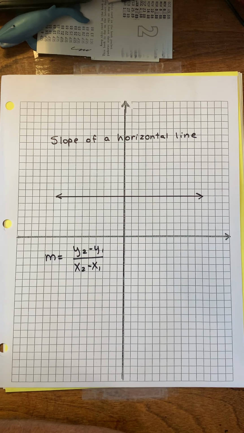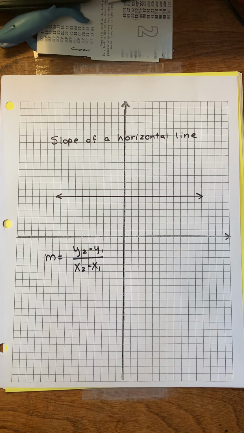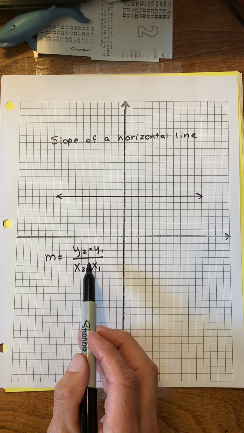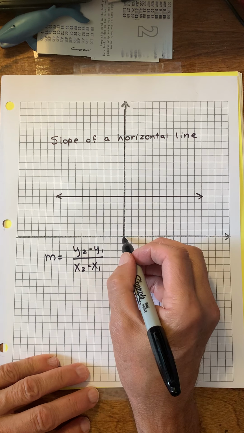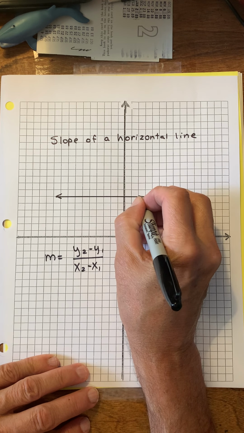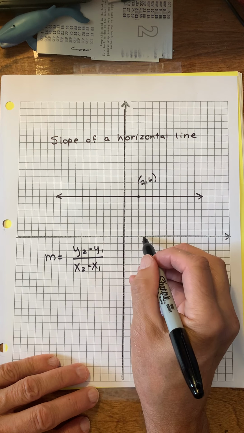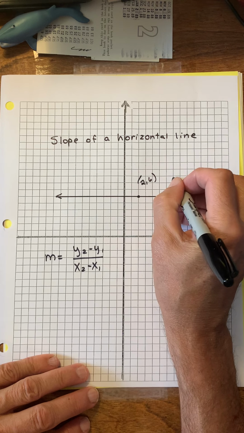Now we're going to find the slope of a horizontal line, and you're going to be able to remember it, but should you ever forget it, you can always refer back to this slope formula. Hey, what do I need to use this slope formula? 2 points. So let's find 2 points on this particular line. Here's the point 2, 6. And 7, 6. I just picked 2 points.